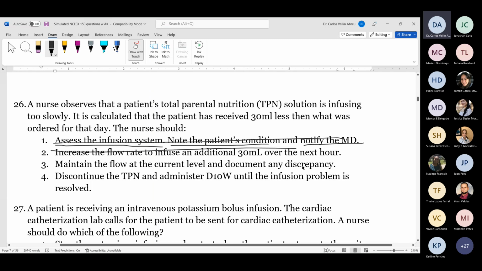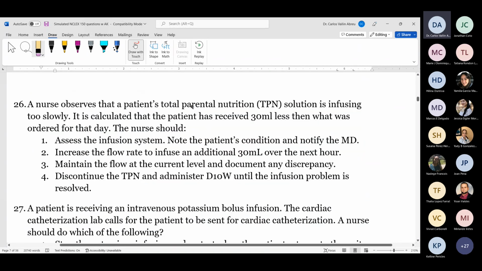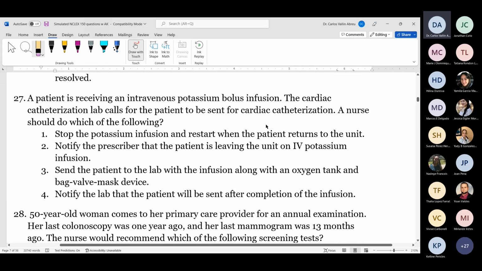Maintaining the flow and documenting is ignoring the problem, is doing nothing. And there is no need for discontinuation of the TPN because you need to discuss with the doctor what is going to be done. After you assess what could be causing the delay, a pump malfunction, a catheter malfunction, a mathematics calculation mistake, and discuss the patient condition, you decide what to do. It's the best option, no doubt. It's a simple question, a management question.